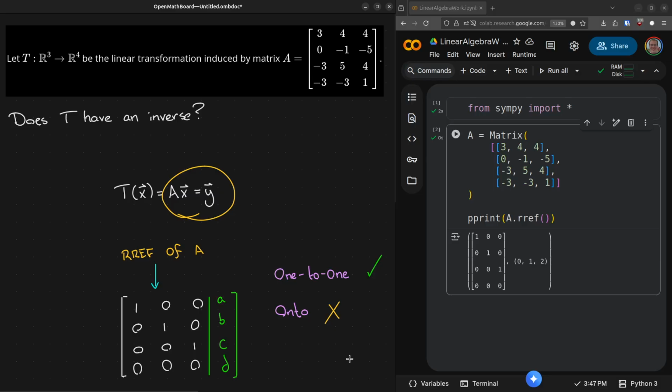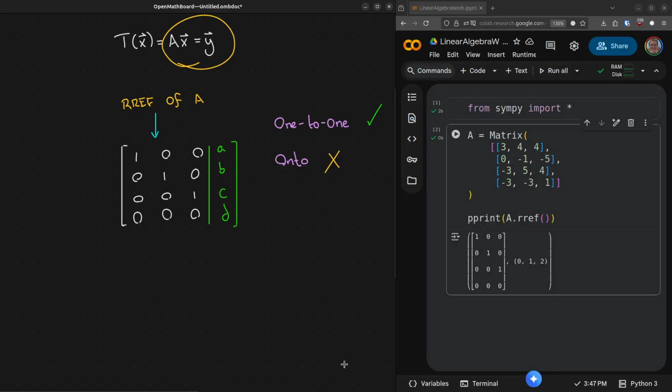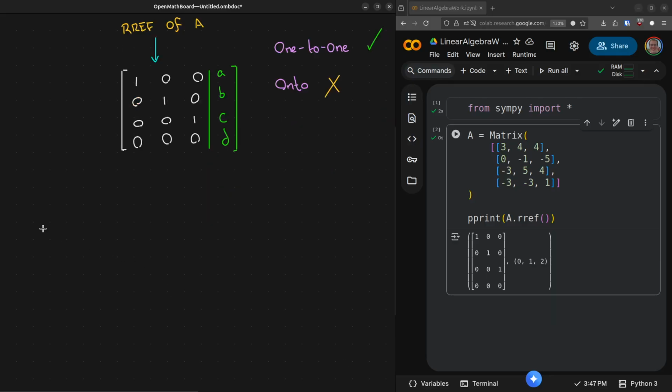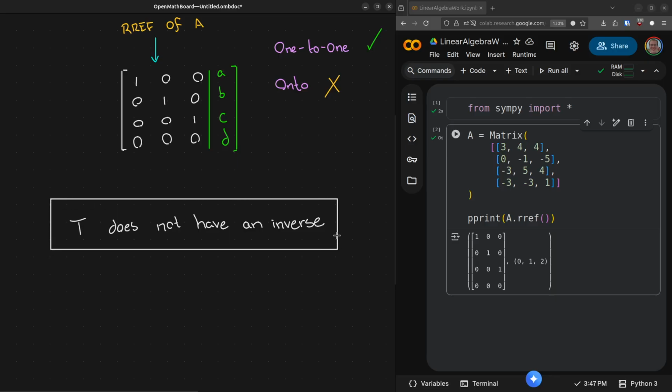Now, because it's 1-to-1 but not onto, it doesn't meet both criteria. The transformation does not have an inverse. It would need to meet both criteria to be an invertible transformation.